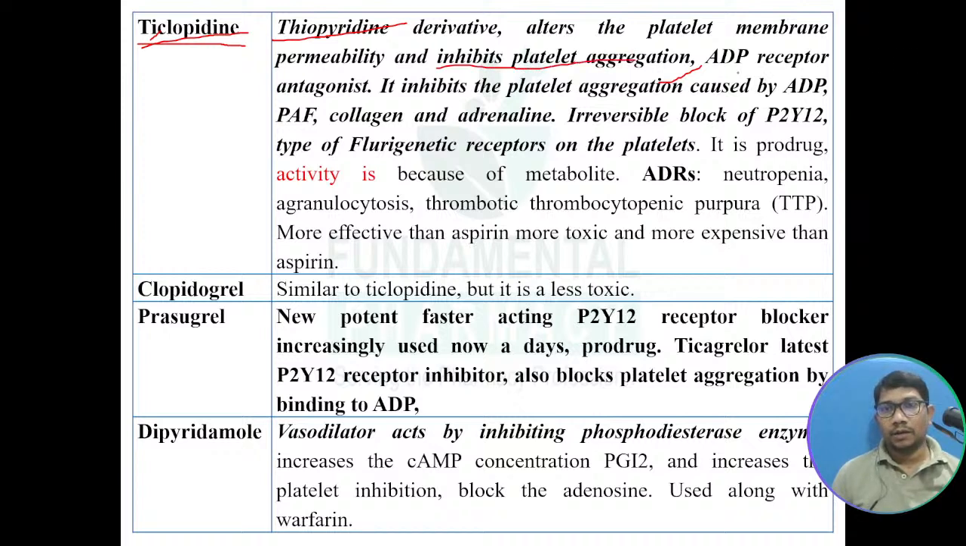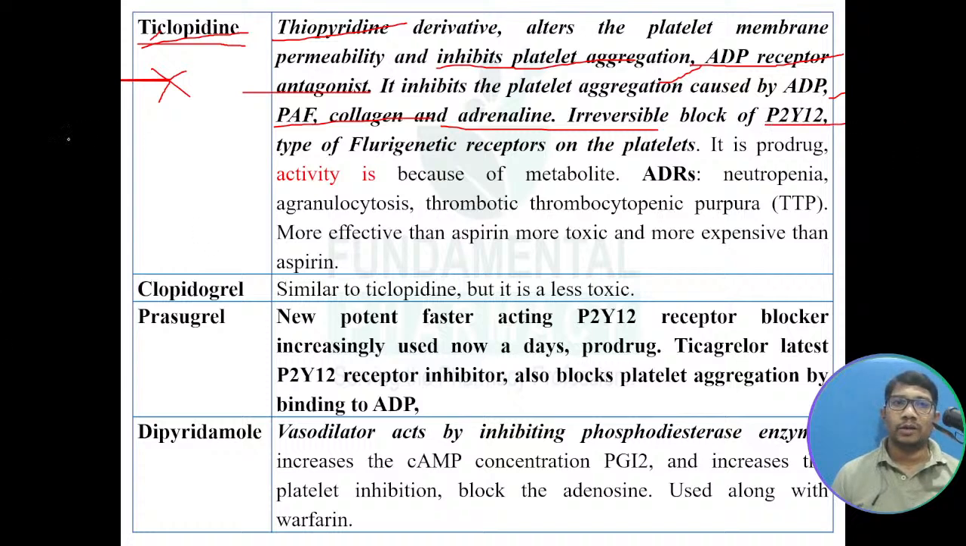ADP receptor is present on the membrane of platelet and responsible for the platelet aggregation. So ticlopidine inhibits the ADP receptor. So it is an ADP receptor inhibitor. It inhibits the platelet aggregation caused by ADP, then platelet activating factor, collagen and adrenaline. Irreversibly, it blocks the P2Y12 purinergic receptor.